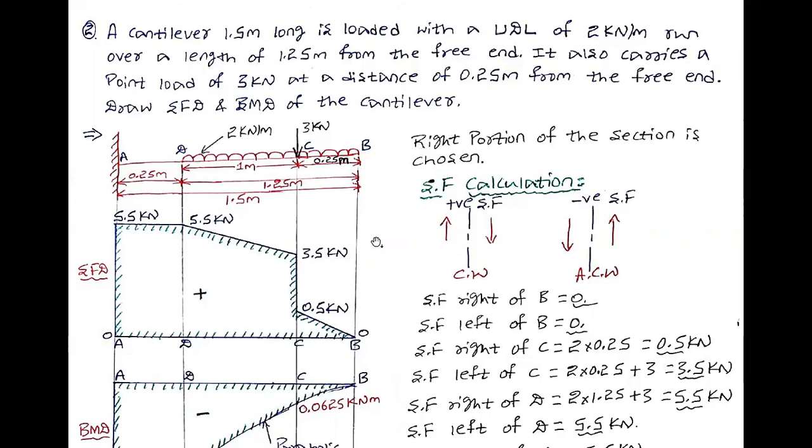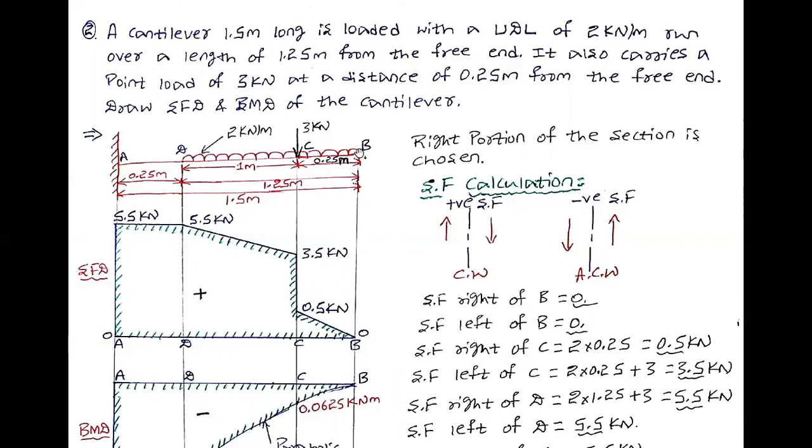To draw the shear force diagram and bending moment diagram, first I'm going to draw the shear force diagram. For that, I require shear force calculation. This is the sign convention: always clockwise will give you positive shear force and anti-clockwise will give you negative shear force, whether you take the right portion or left portion of the beam. In this case, first I'm going to find the shear force at point B.